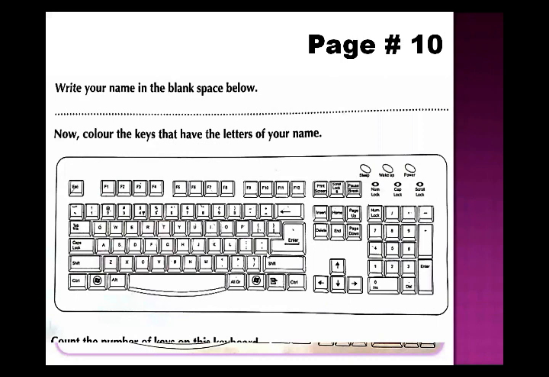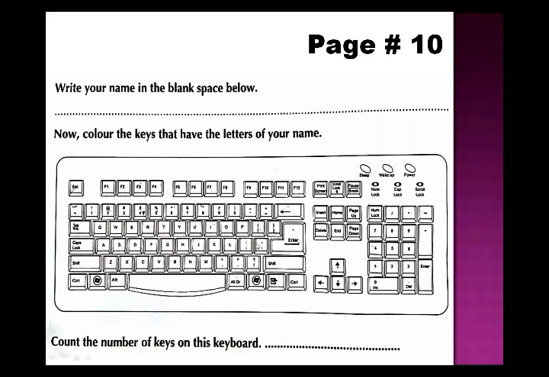I have one more activity for you. This is your book activity and it's present in your book page number 10. First you will color in your name keys. Finding the keyboard, and then you will write your name in the blank space. I will select the name IYS, but you will select your name. Okay, I will select IYS.